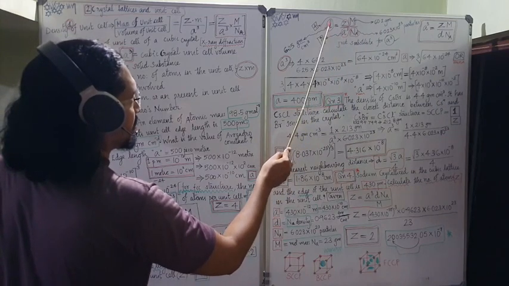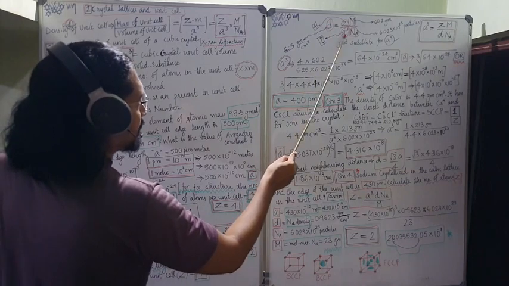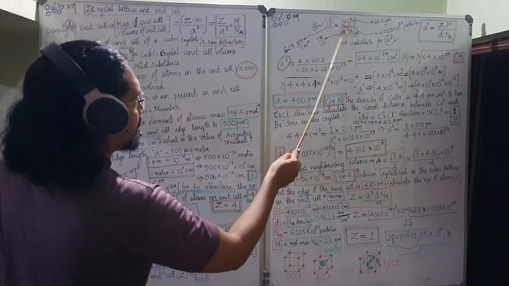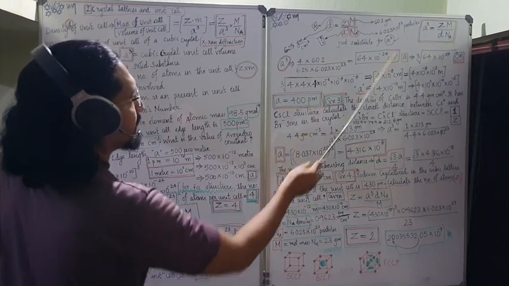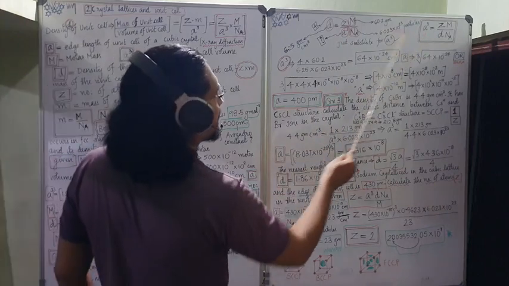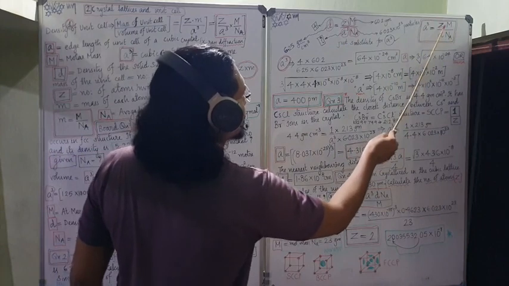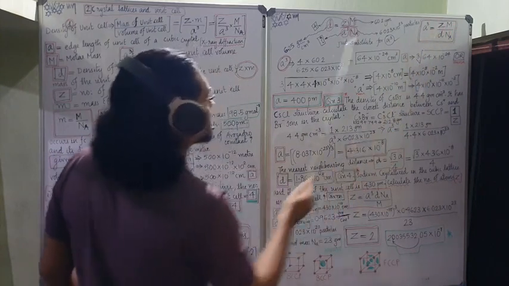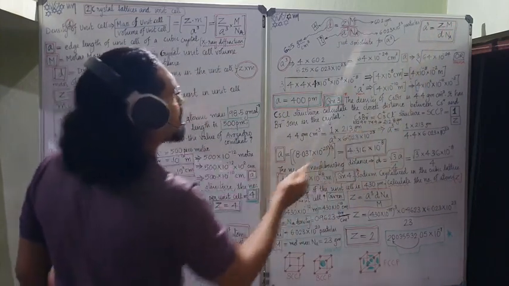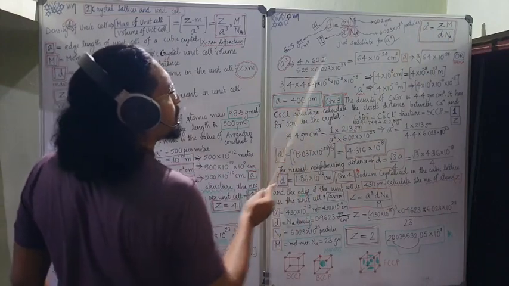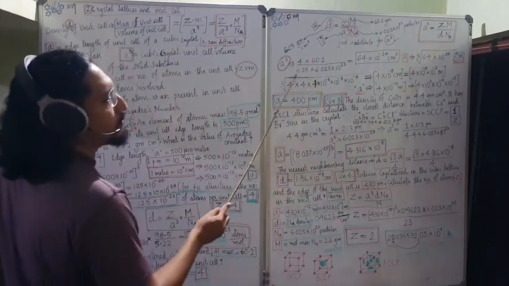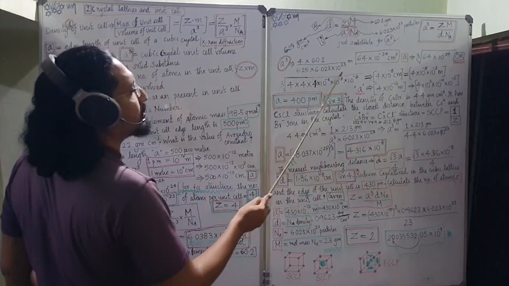That means A cube is turned to the side. A cube is equal to Z M by D N A, because D will come downwards. That's the equation. A cube will go here, D will come here. This is the transformed equation. So substitute all these things: Z is equal to 4, M is equal to 60.2, D is equal to 6.25, and Na is equal to 6.023 into 10 raised to 23.